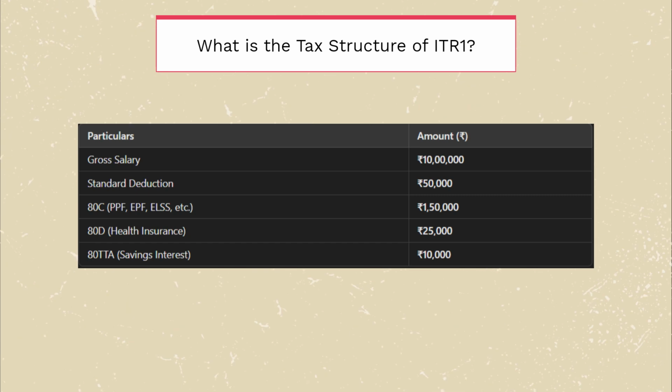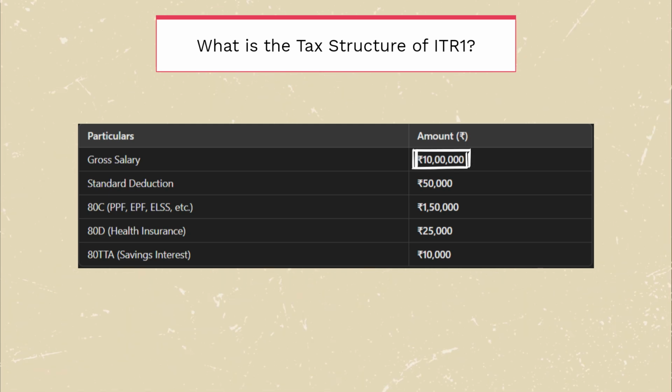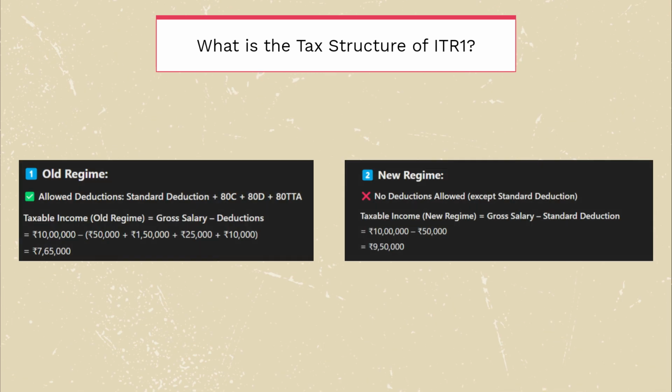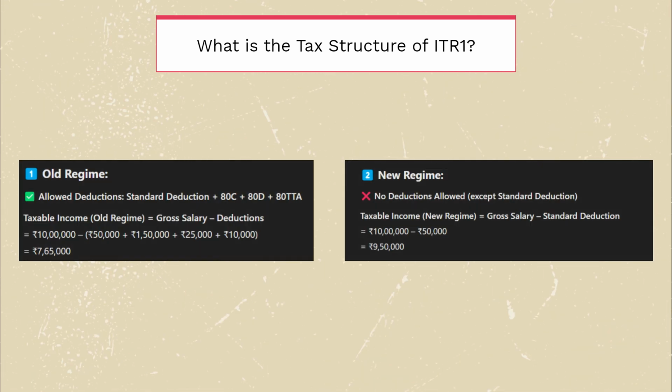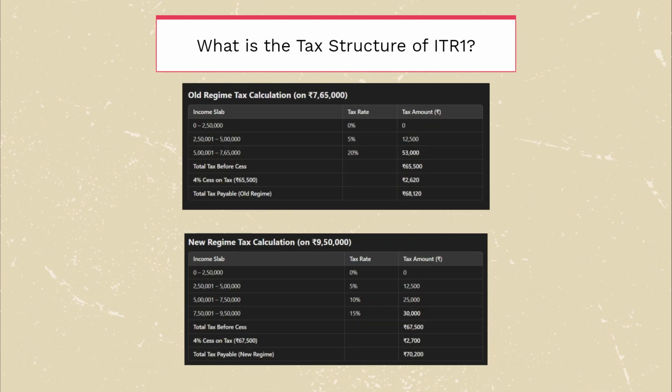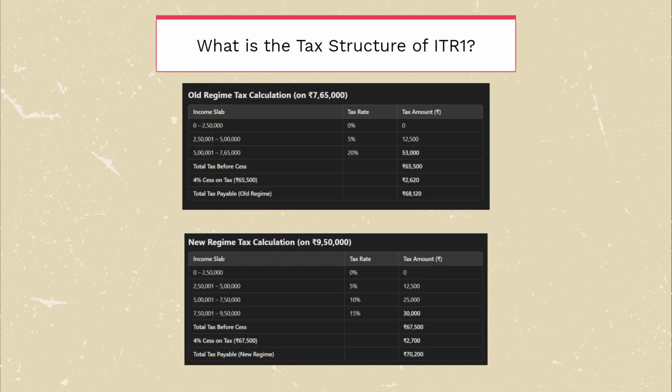Let's take an example where Mr. A has the following income and deductions. You can see that his gross salary is rupees 10 lakhs and the list of deductions as well. Now, in step 1, you can see the calculation of taxable income in old and new regime. Now, in step 2, you can see the applied old and new tax slabs.